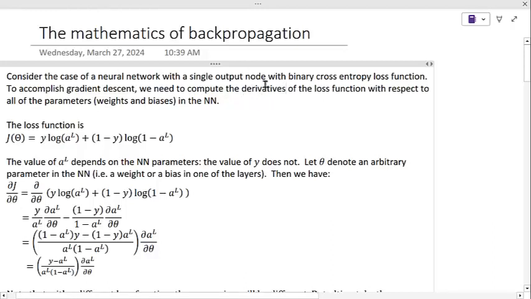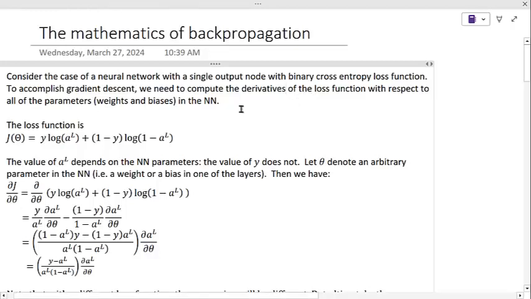Each parameter in the neural network will have a derivative, will affect the loss function. And with a neural network with millions of parameters, that's a lot of derivatives. So you need a systematic way and a compact way of doing this.